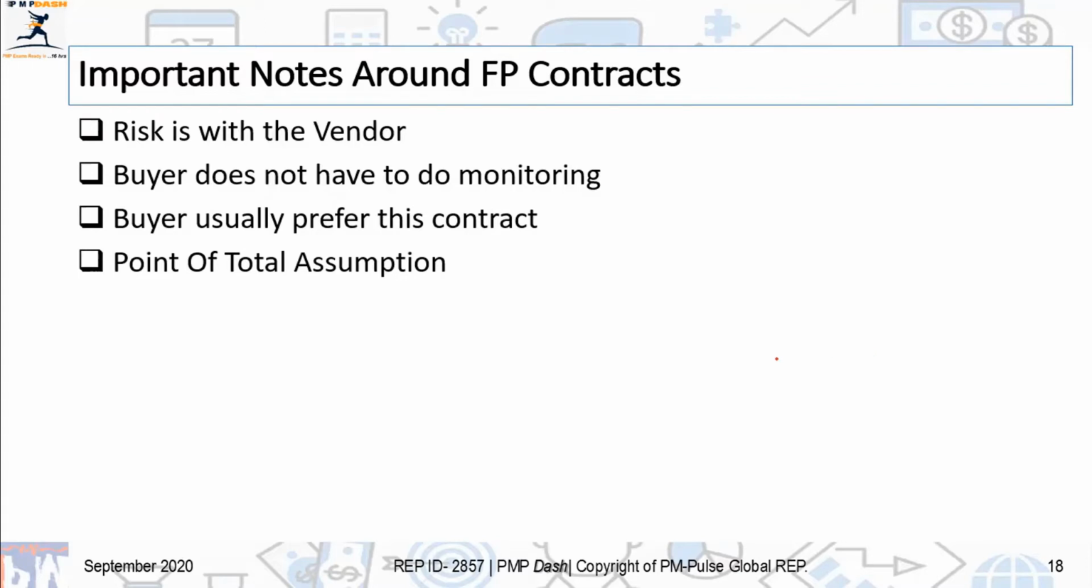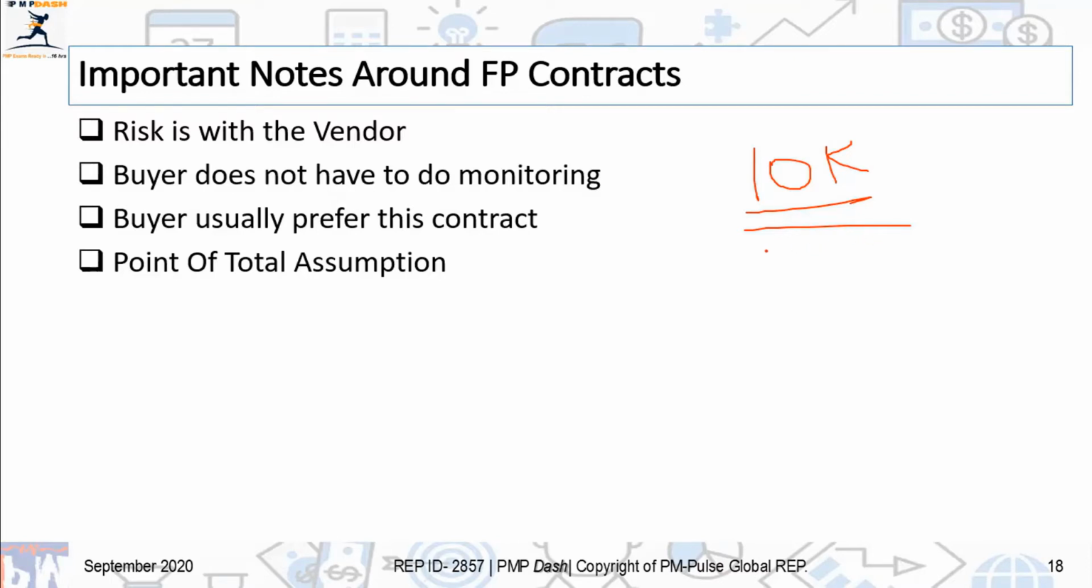Point of total assumption. Now, this is very important for us to understand. It's not a very popular question, but it does show up every once in a while. Point of total assumption is when the vendor is working on a contract and they've started executing. Now, let's say the total price of the contract is $10,000, right? $10,000. And the vendor hopes that they will be able to finish this contract at say 8,000, so that the 2,000 would become his profit.